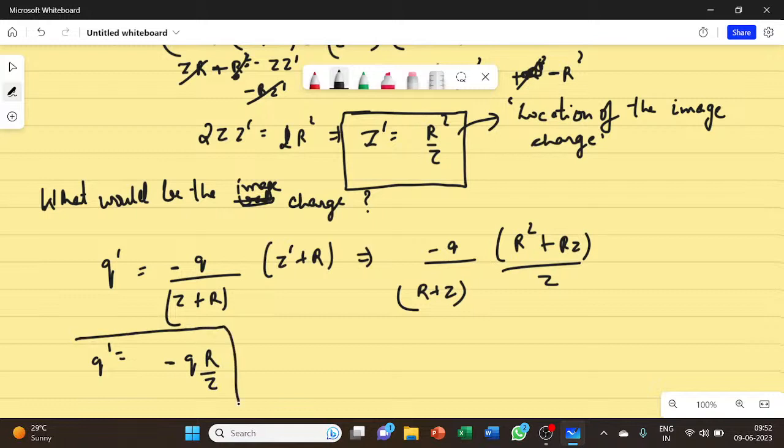So what you can find, one thing is very much clear, that this image charge is negative. That is fine. One has to see also that it depends upon the distance of the original charge from the center. So this particular image charge depends inversely on the distance of the original charge from the center of the sphere. So this is how it is. At times these things can be asked in your examination in the form of a statement, so I'm just reiterating that.